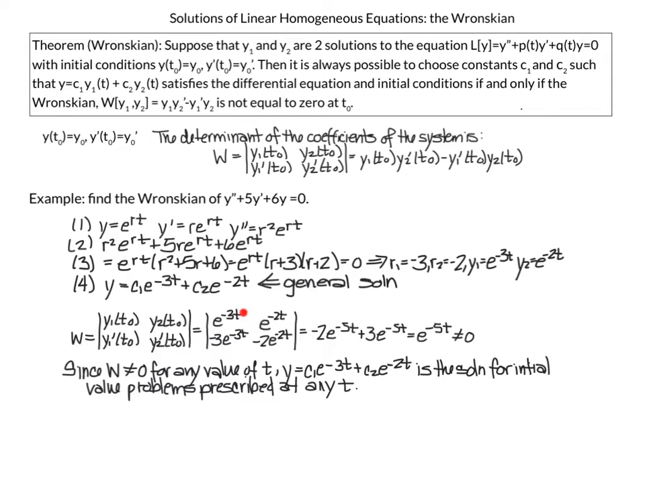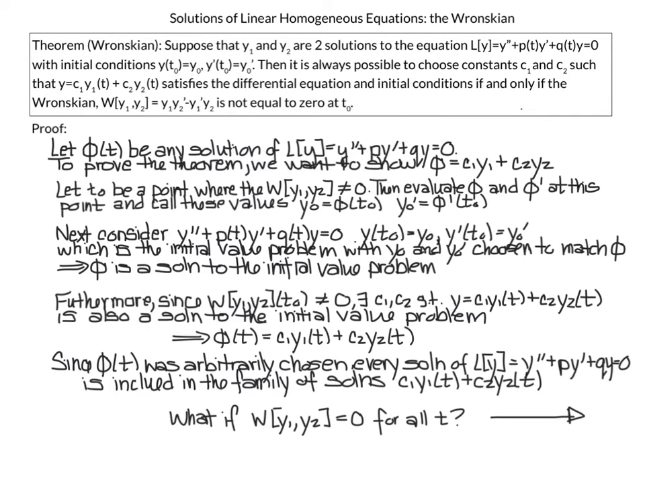Now cross multiplying here, I get minus 2, and these multiplied together give us e to the minus 5t. Cross multiplying here, but I need to subtract it, so I get a plus because of this minus, which gives me a 3, and then again e to the minus 5t. Adding these together, I get e to the minus 5t, which is never equal to 0. So since W is not equal to 0 for any value of t, then y equals c1 e to the minus 3t plus c2 e to the minus 2t is the solution for the initial value problem prescribed at any t.